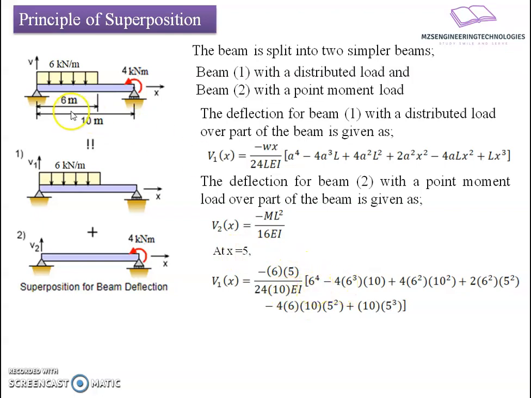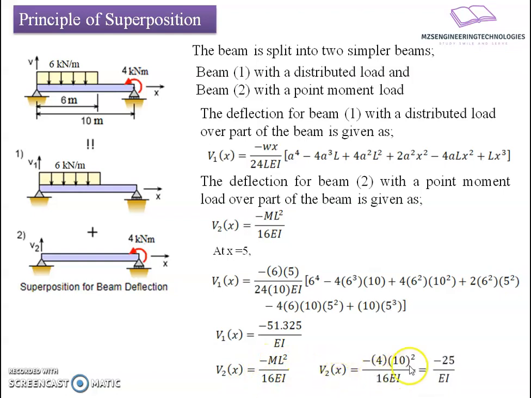Then here a is the span over which the UDL is distributed, that is 6. Likewise, I will substitute individual values in the above equation, and the resultant value which we have, V1x is equal to minus 51.325 divided by EI. So we are going to consider this as a separate case, and then we are going to have a cumulative assessment. For the second case, we apply the standard equation minus M L square divided by 16 EI. After substituting the individual values of the variables, we get the resultant value as minus 25 upon EI.